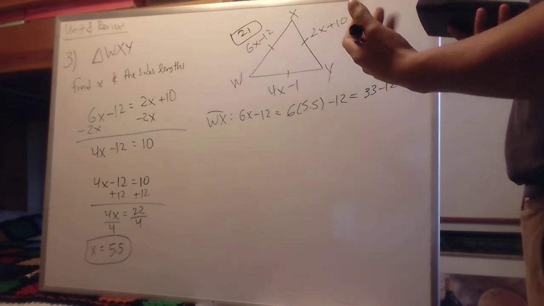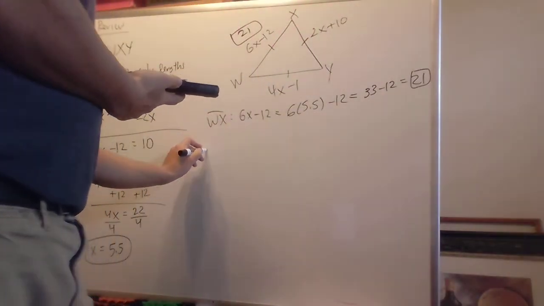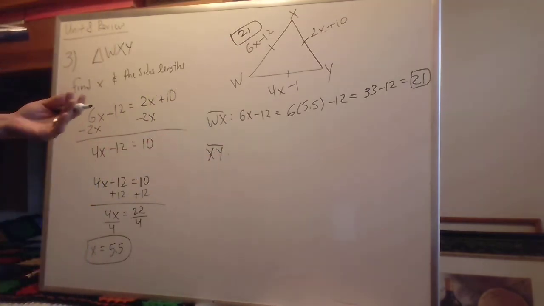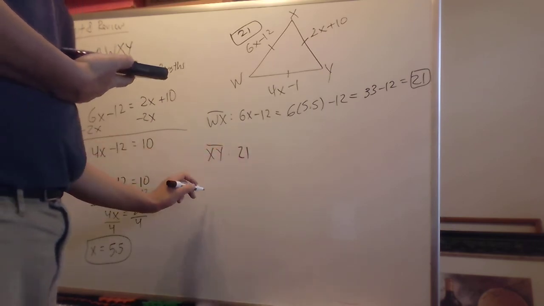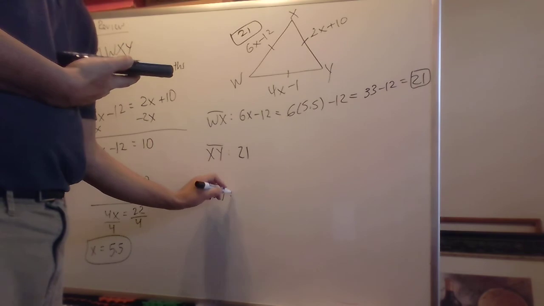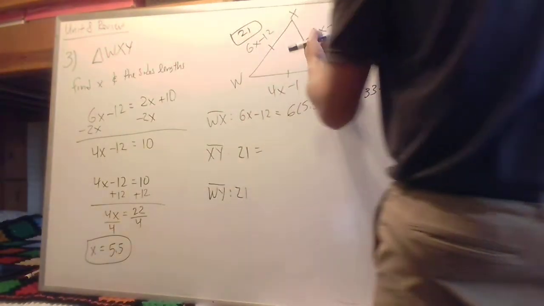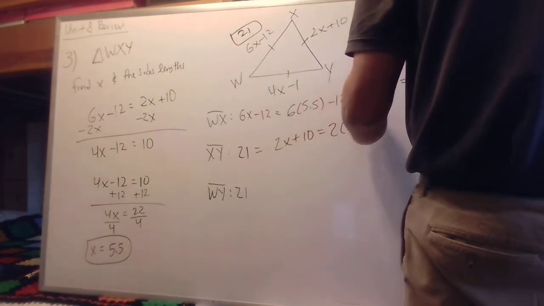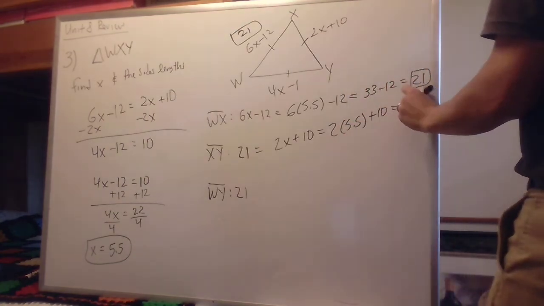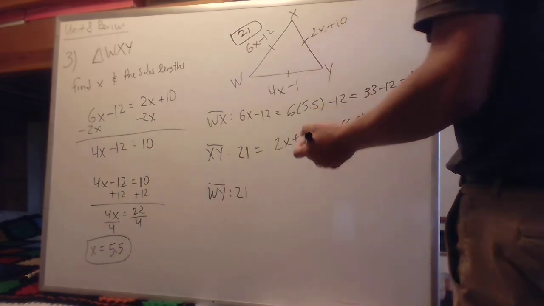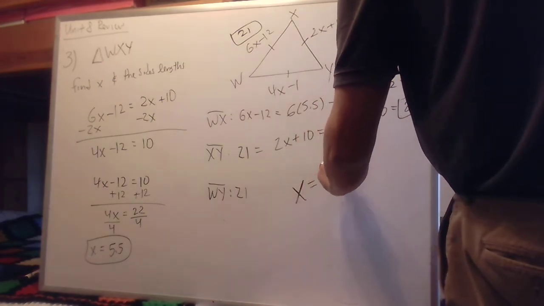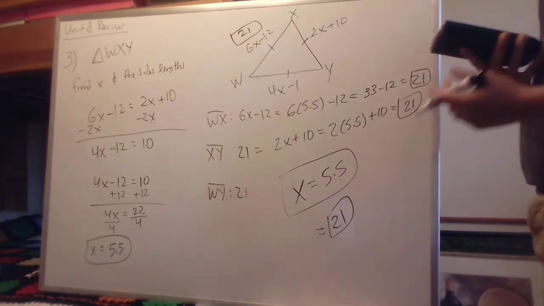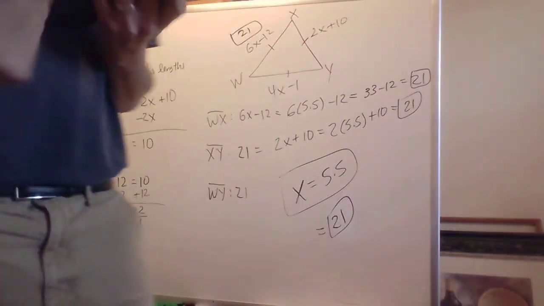I could do that for every single side, and I'll just give you an example. Since it's an equilateral triangle, we know that all the side lengths are the same. So all the side lengths should be 21, and they are 21. But I want to prove it to show you. For XY, we have 2x plus 10, and I'm going to plug in 5.5 for x and add 10. 2 times 5.5 is 11 plus 10, so that equals 21. So we have found x. X is equal to 5.5, and each of the side lengths is equal to 21. So that is problems 2 and 3 of your unit review.